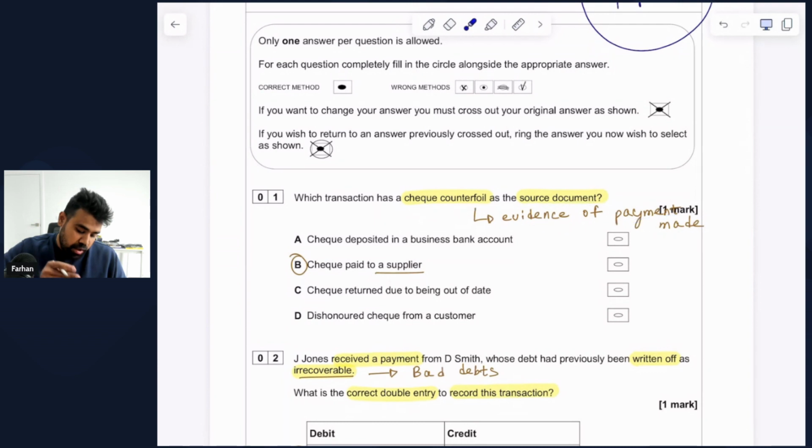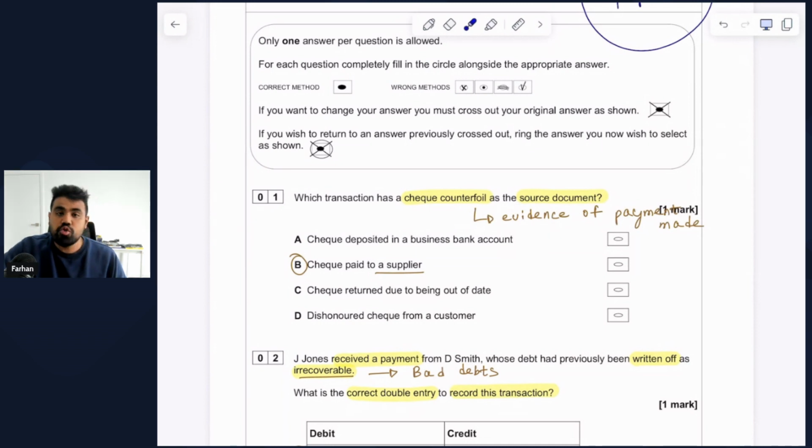So if you check each of the four options that we're given, starting with the first one, check deposited in a business bank account, that doesn't refer to any payment made to someone externally or outside of the business. Check paid to a supplier, yes, that refers to payment that was sent to a supplier using a check. So the check counterfoil in this case serves as the evidence of the payment that has been made to the supplier.